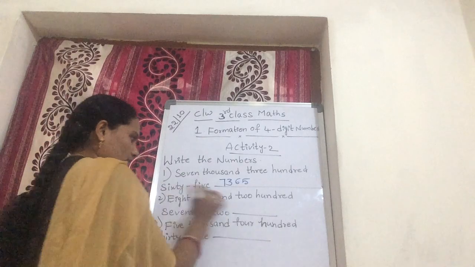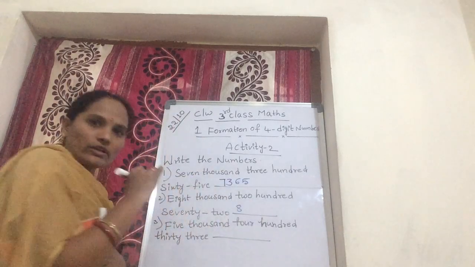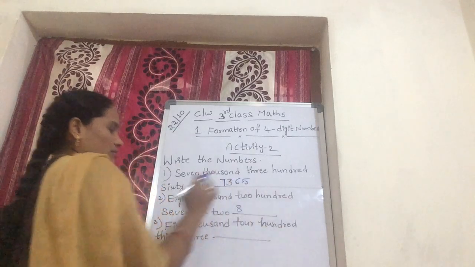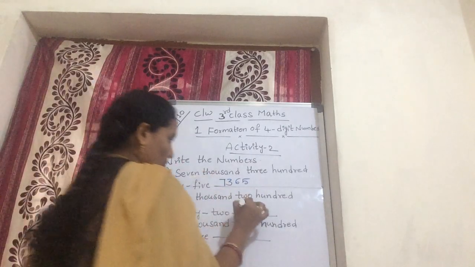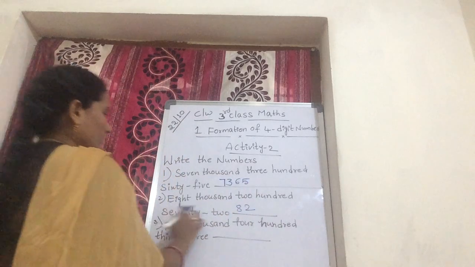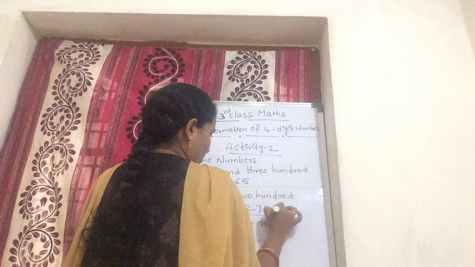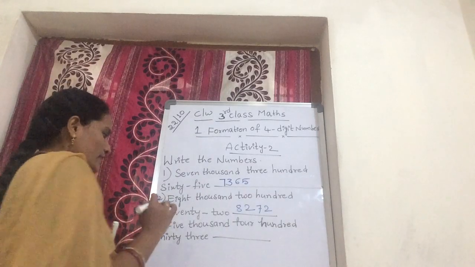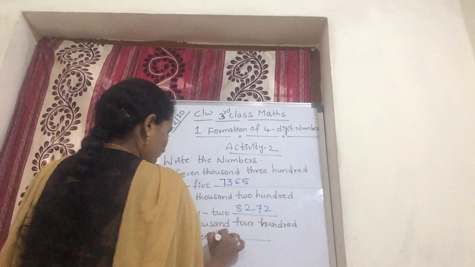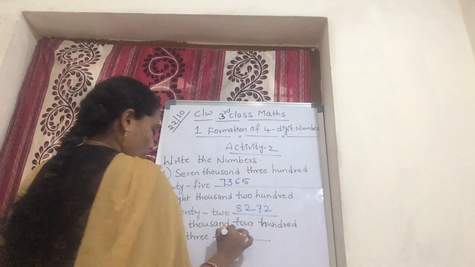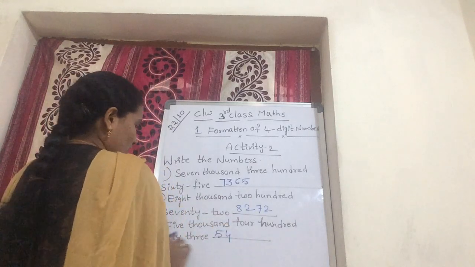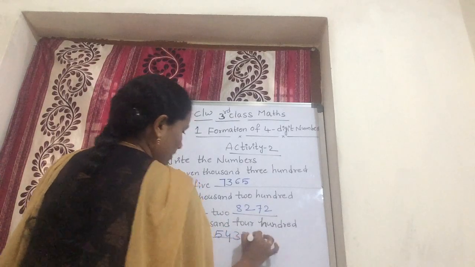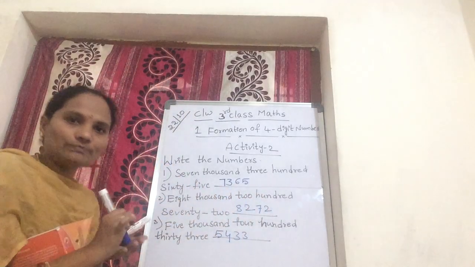8,272. 8,000. First you write the 1,000 place. Next the 100 place. In the 100 place you get which number? 2. Next 72. Okay, what is our number? 8,272. Next one, number 5,433. 33. Okay, children, please copy it, Amma.